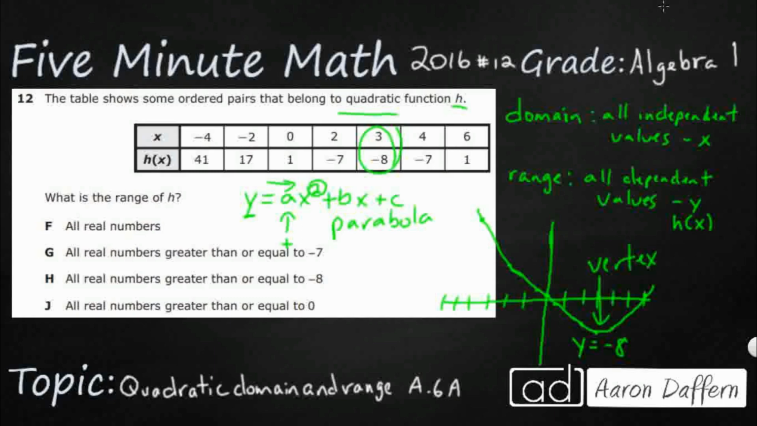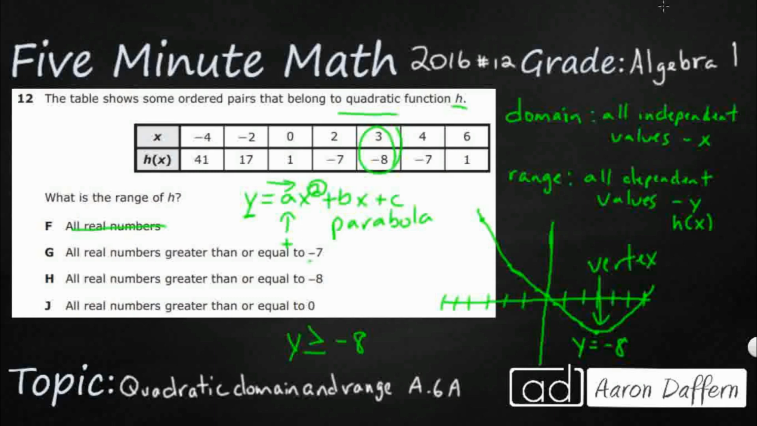So our range is not going to be all real numbers, because you notice it never gets below that -8. We're going to use this -8 right here. So we're going to say y is greater than or equal to, and then the bottom of that parabola is going to be that -8. So that's how we would show it mathematically. If we want to show it verbally or written out, we are going to take a look at that h right there: all real numbers greater than or equal to -8.